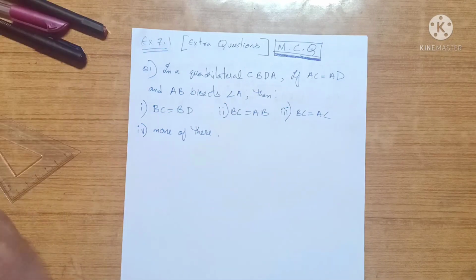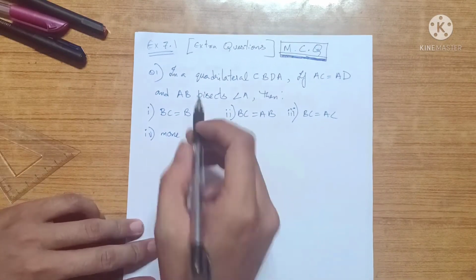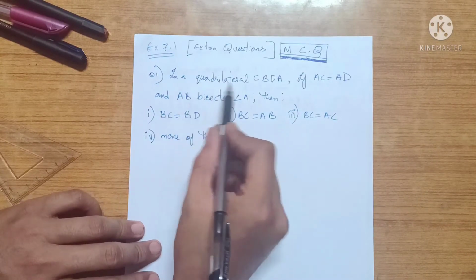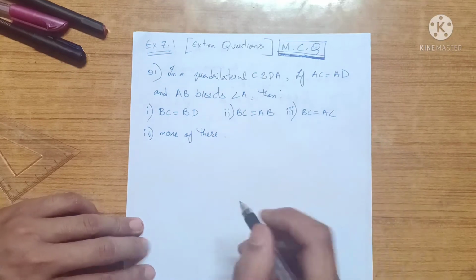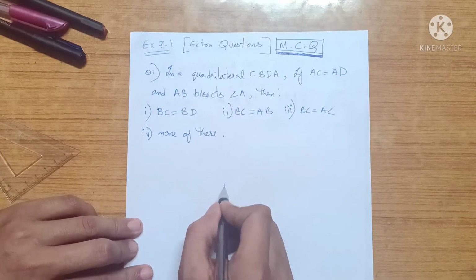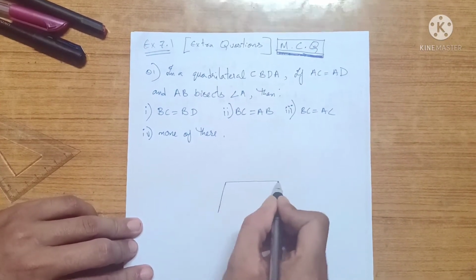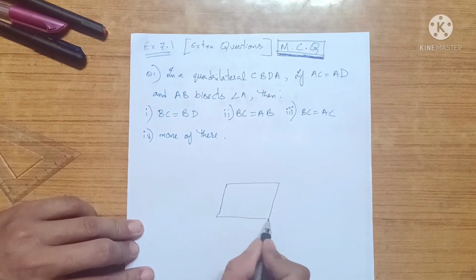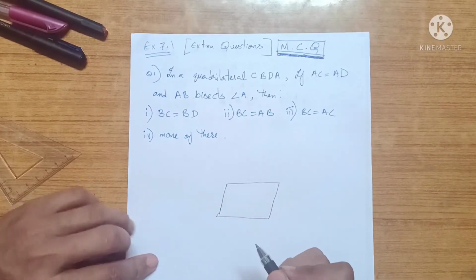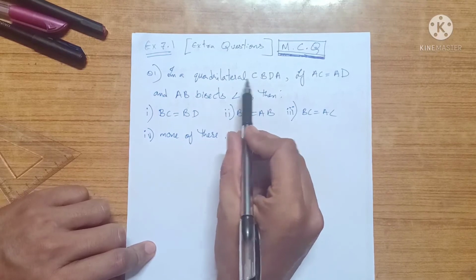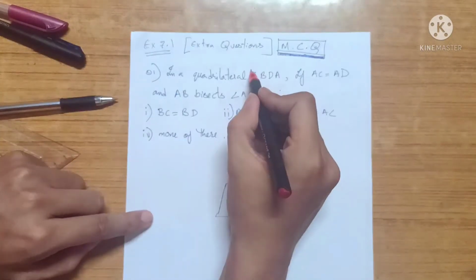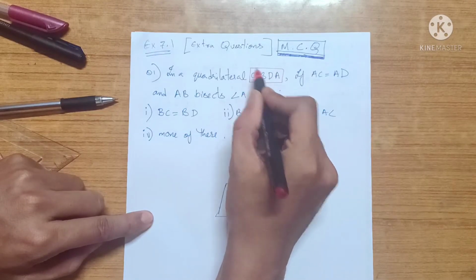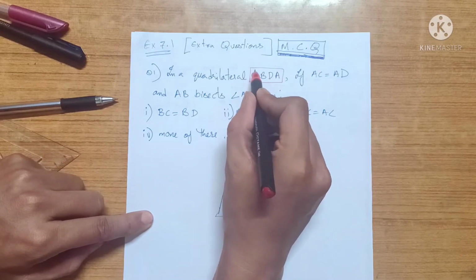Okay, so suppose in a quadrilateral, which means a four-sided figure, CBDA. So let's try to draw the figure. Let's draw any four-sided figure. When you're drawing the figure, what you're supposed to do is, see, they're telling us that the quadrilateral is this. So you have to go according to how they name it.